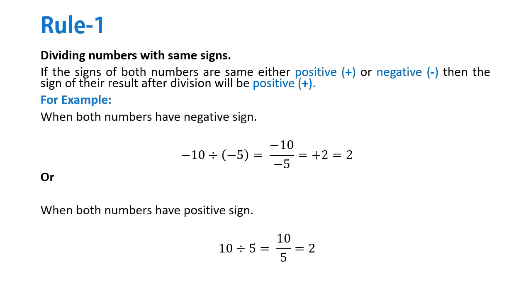Rule 1. Dividing numbers with same signs. If the signs of both numbers are same, either positive or negative, then the sign of their result after division will be positive. For example, when both numbers have negative sign, -10 divided by -5 equals 2. Or, when both numbers have positive sign, 10 divided by 5 equals 2.